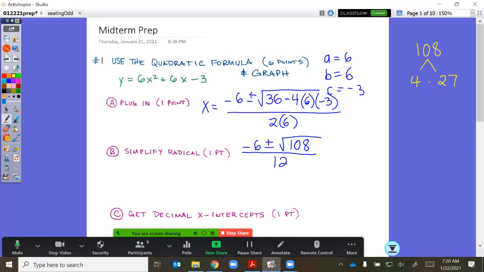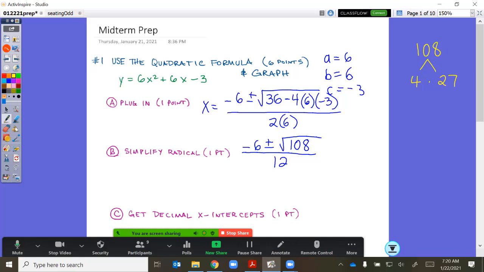A prime number is a number that has only itself and 1 as a factor. For instance, 13. 1 and 13 are the only factors of 13. 2 and 1 are the only factors of 2. 5, 7, 11, 17. Not 108, because it has 4 and 27. It's composed of other numbers, so we call it a composite number.